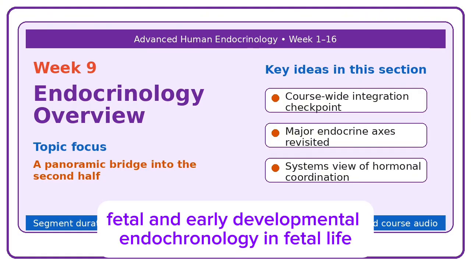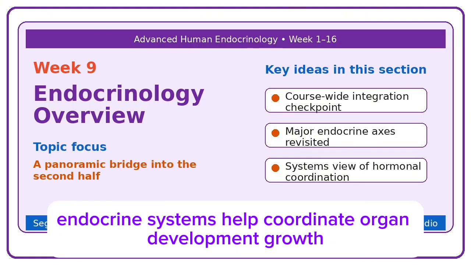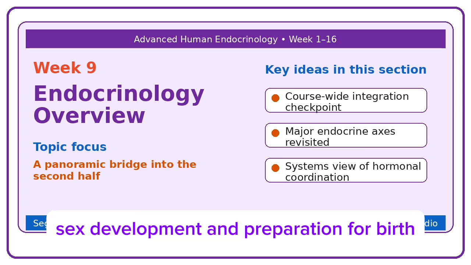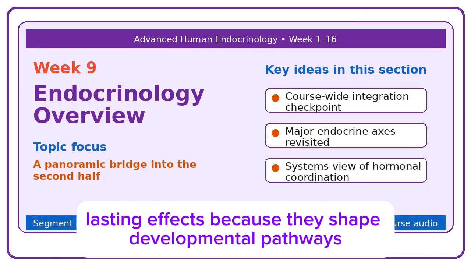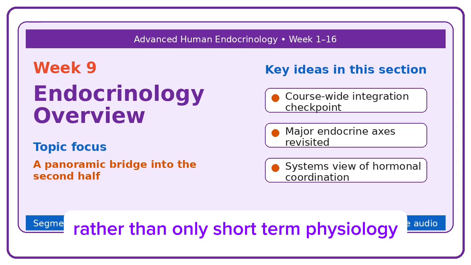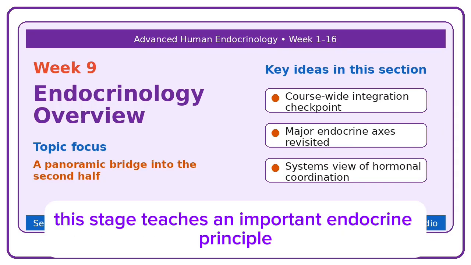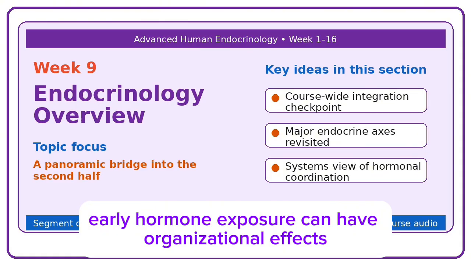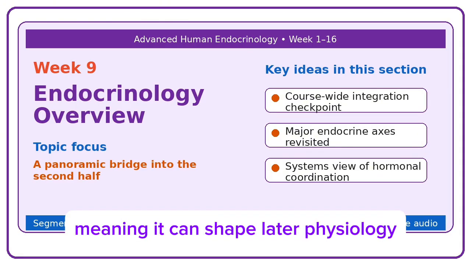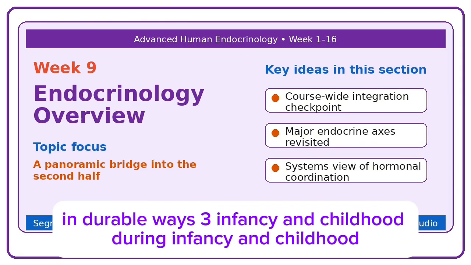Fetal and early developmental endocrinology. In fetal life, endocrine systems help coordinate organ development, growth, sex development, and preparation for birth. Hormonal signals during this period can have long-lasting effects because they shape developmental pathways rather than only short-term physiology. This stage teaches an important endocrine principle. Early hormone exposure can have organizational effects, meaning it can shape later physiology in durable ways.